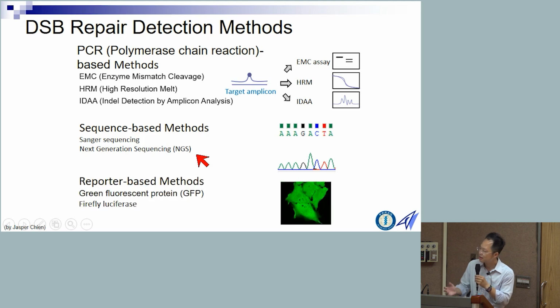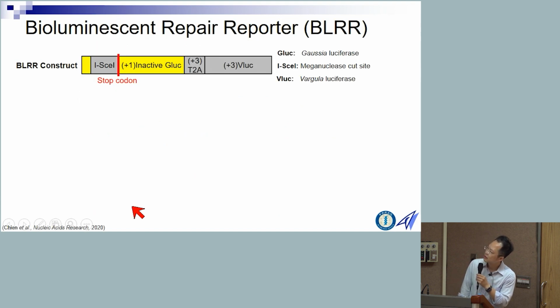And for reporter-based methods, there are GFP or other fluorescence-based reporters to detect either NHEJ or HDR, but rarely both at the same time. There are also bioluminescence-based ones, such as by using firefly luciferase, that can detect either one of them. Now, what we are trying to do is to develop a non-invasive reporter that can allow longitudinal tracking of the DNA repairs.